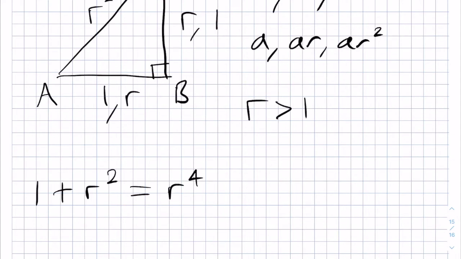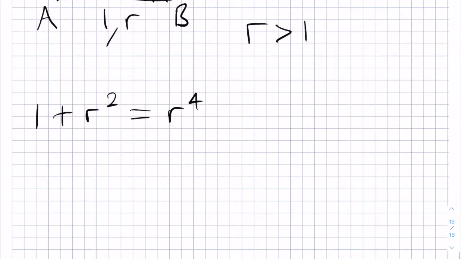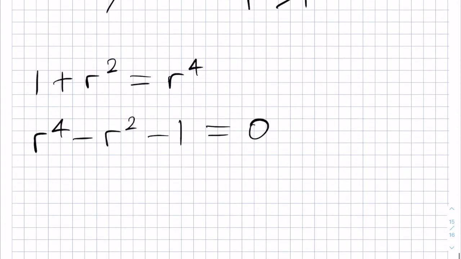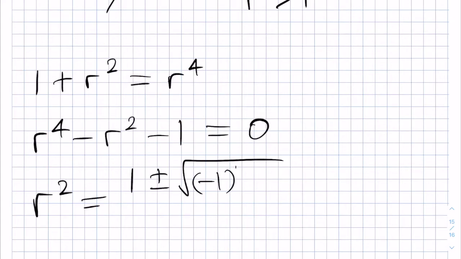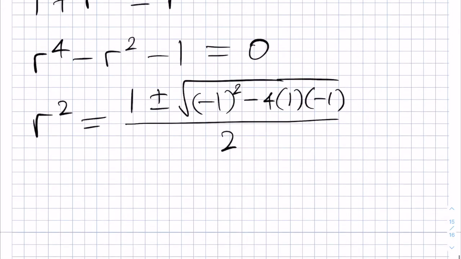If we solve this equation for r squared, then we will get the following. By rearranging, we have r to the 4 minus r squared minus 1 equals 0. Then we can use the quadratic formula for r squared. So r squared is equal to 1 plus or minus the square root of (minus 1) squared minus 4 times 1 times minus 1, all divided by 2, which gives us (1 plus or minus root 5) over 2.